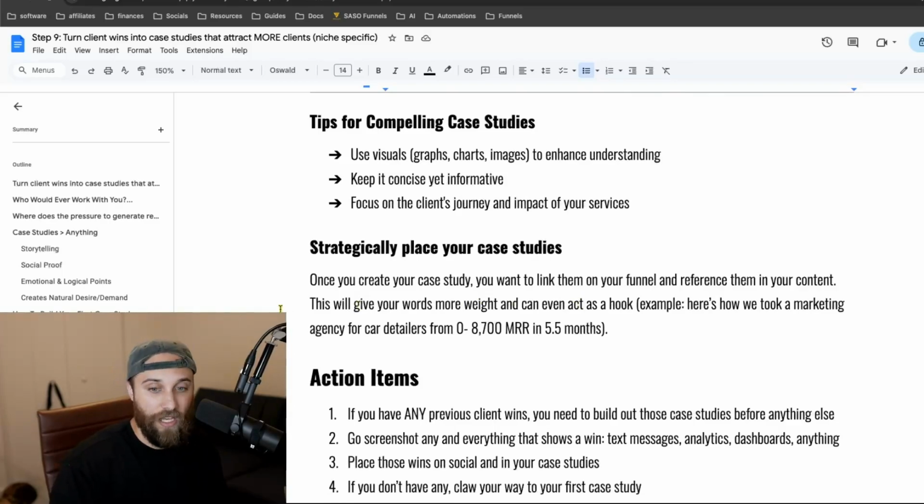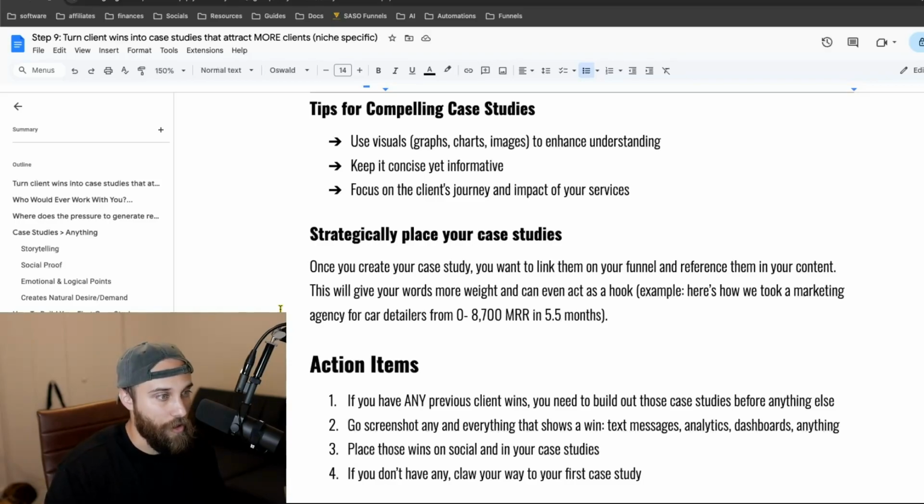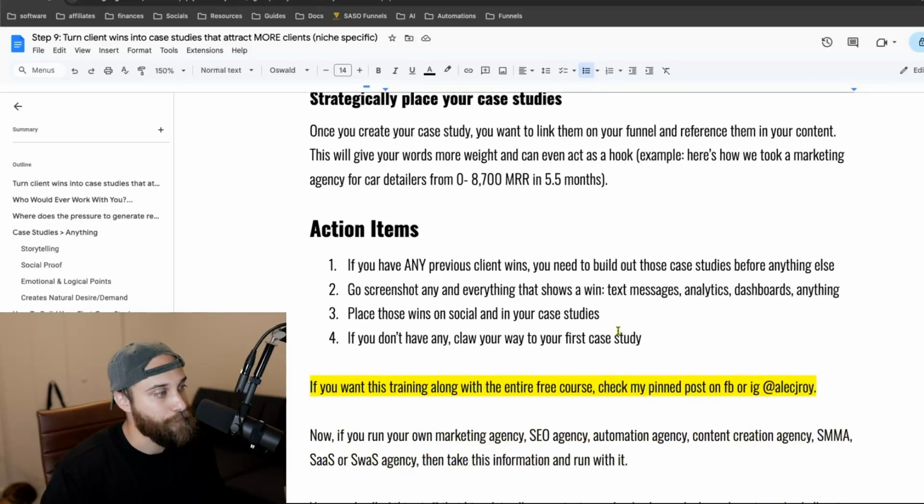Next, you want to take those case studies and you want to strategically place them. So once you create your case study, you want to link them on your funnel and reference them in your content. This will give your words more weight and it can even act as a hook. For example, you can say, here's how we took a marketing agency for car detailers from $0 to $8,700 in monthly recurring revenue in 5.5 months. And that's a true story.